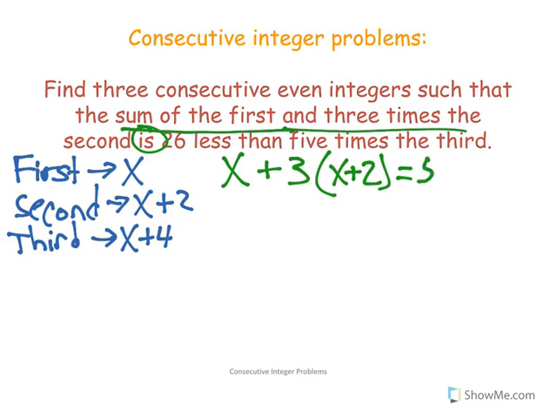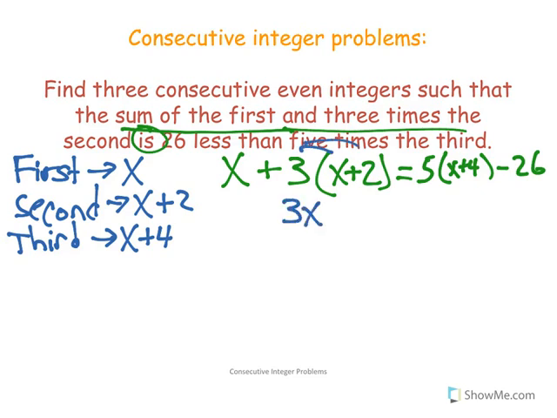Okay, so what's 5 times the third? 5 times the quantity x plus 4. What's 26 less than that? Well, now we have to do minus 26. All right, so I want you to pause it and I want you to solve it. Okay, so let's see how we did.